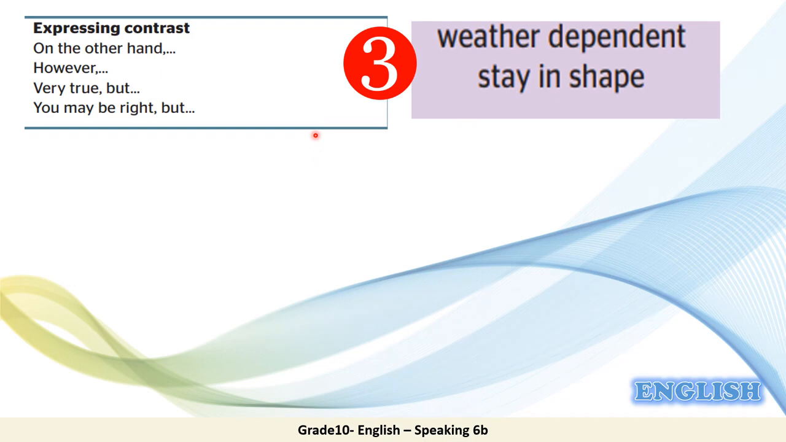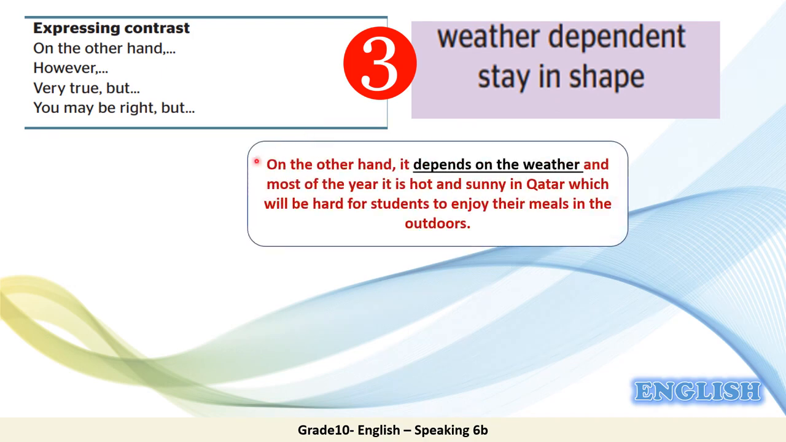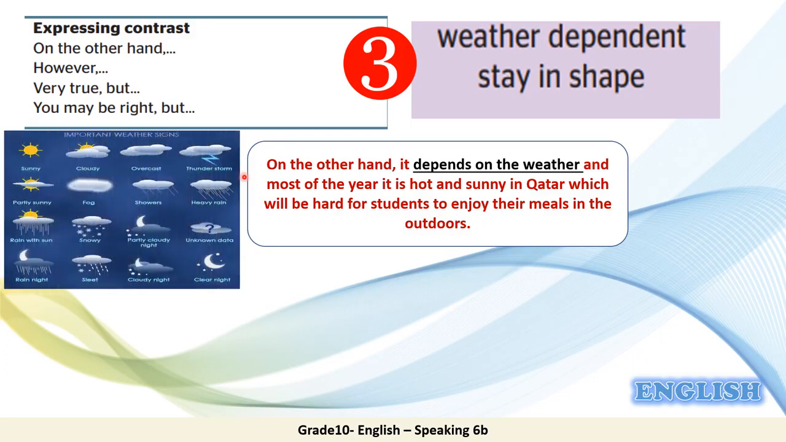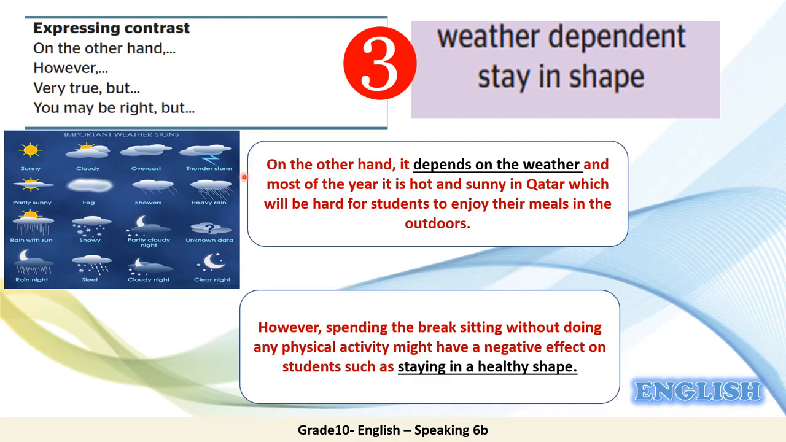Now let's brainstorm your answers. We can say, on the other hand, it depends on the weather, and most of the year it is hot and sunny in Qatar, which will be hard for students to enjoy their meals in the outdoors. This is one. Another point we can say, however, spending the break sitting without doing any physical activity might have a negative effect on students, such as staying in a healthy shape. So, you can use these phrases and rewrite them in your own style. Any related sentence to these two is suitable and correct.